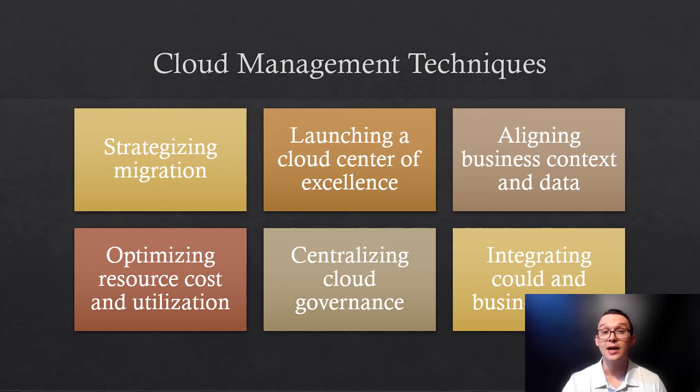It's important to align your business context to data. This involves taking a hard look at your total cloud resource consumption to see if it's within budget. If it isn't, then you can begin optimizing resource cost and utilization. This might involve canceling services that you don't use or finding discounts offered by cloud service providers. Companies can centralize cloud governance by creating policies that help manage their cloud infrastructure. Lastly, it should be the goal of your organization to completely integrate cloud into your business key performance indicators.